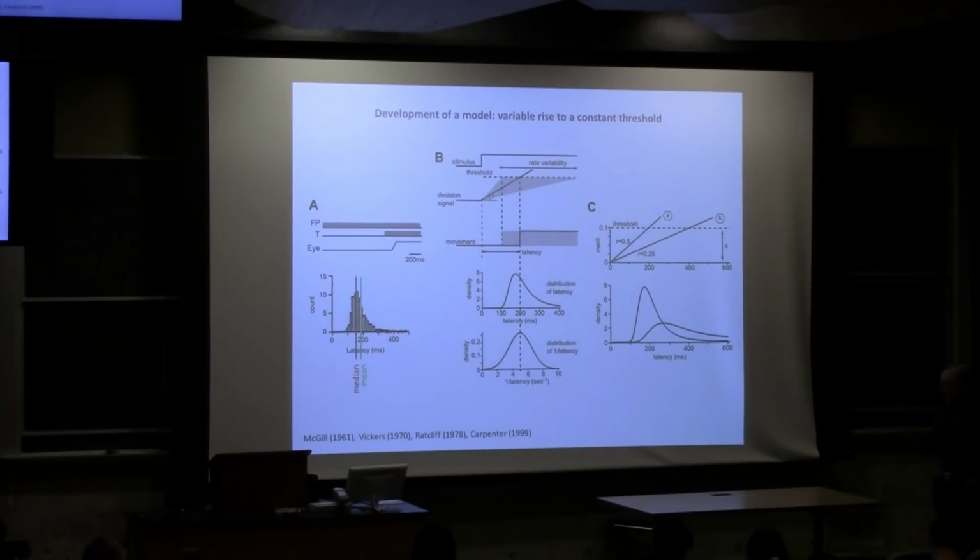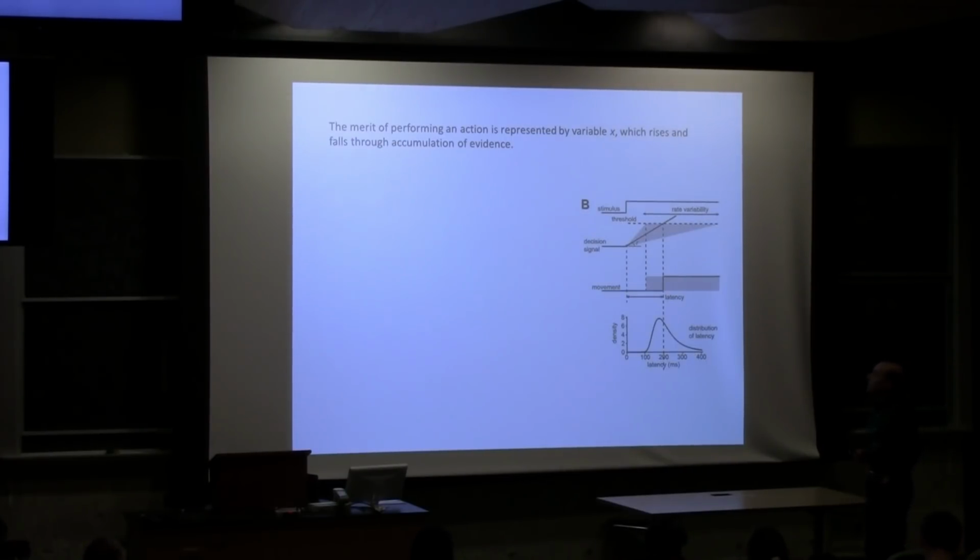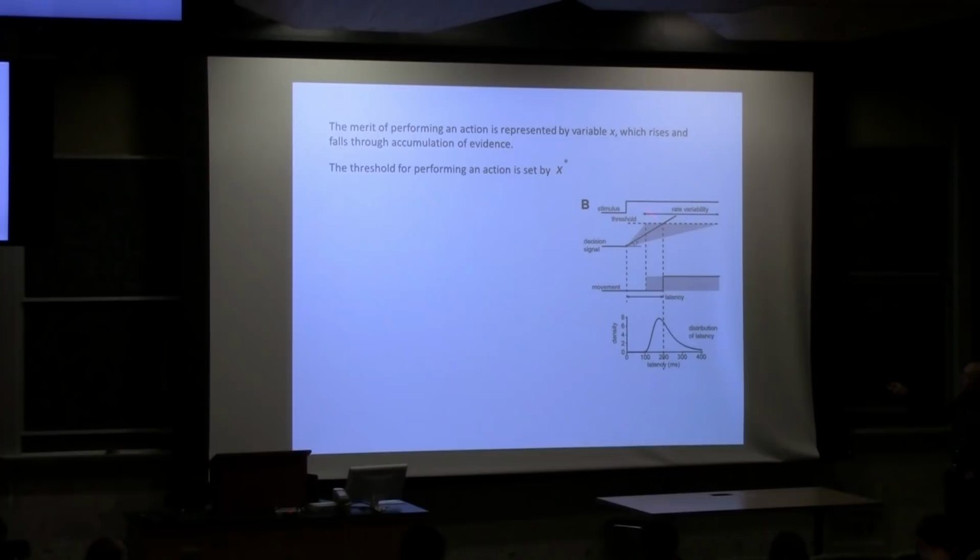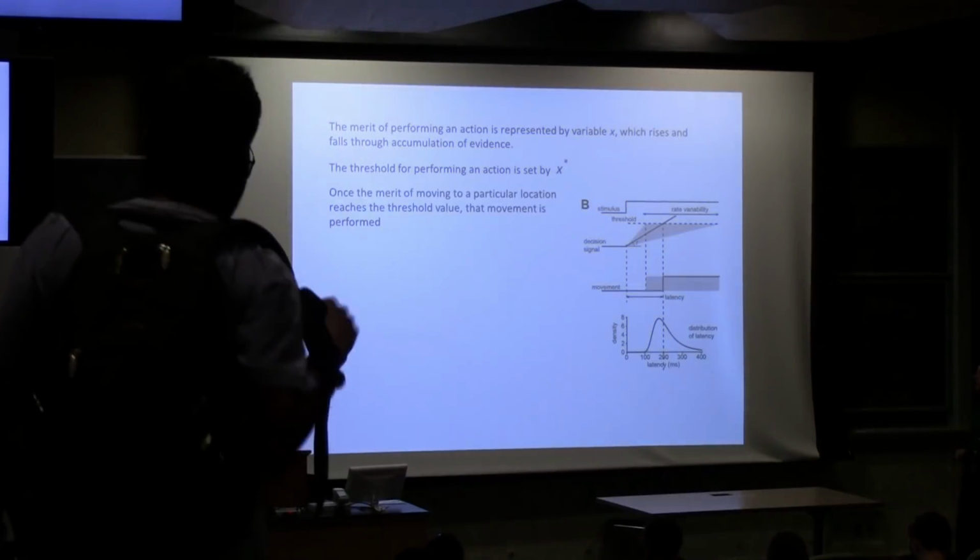Okay. All right. So here's our problem. You have something that you integrated. We call that the merit of performing this action. And let's call that x, which is rising and falling through accumulation of evidence. There's a threshold for performing this action. We call that x star. So x star is up here. X has to rise until it gets to x star. And when it gets to x star, you're going to go.